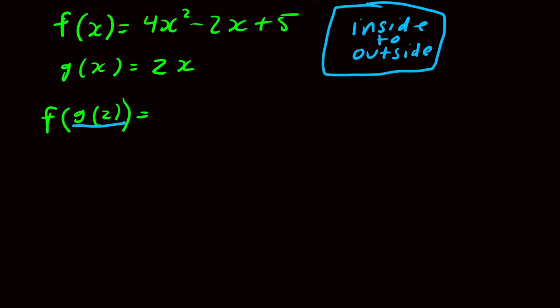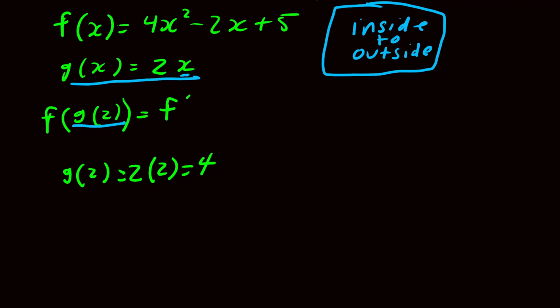So g of 2. Well, g of 2 is I just plug in 2 right here. So I'll put in a 2 right there. So that's 2 times 2, which equals 4. So g of 2 is 4. That means f of 4 is equal to f of g of 2, right? I just put in g of 2 is 4 right there. Boom. Now we can do what we did before.